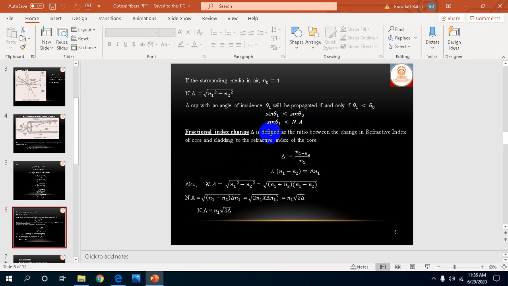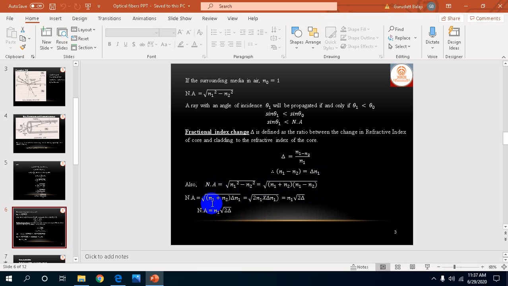As we know from this, we can find the relation between NA and the fractional index change, which is defined as the ratio between the change in the refractive index of core and cladding to the refractive index of the core. So delta is equal to N1 minus N2 by N1. Cross multiplying, we get N1 minus N2 is equal to delta N1. We are trying to put the relation between NA and delta. Substituting, we write NA in the form of A square minus B square, which is nothing but A plus B into A minus B.